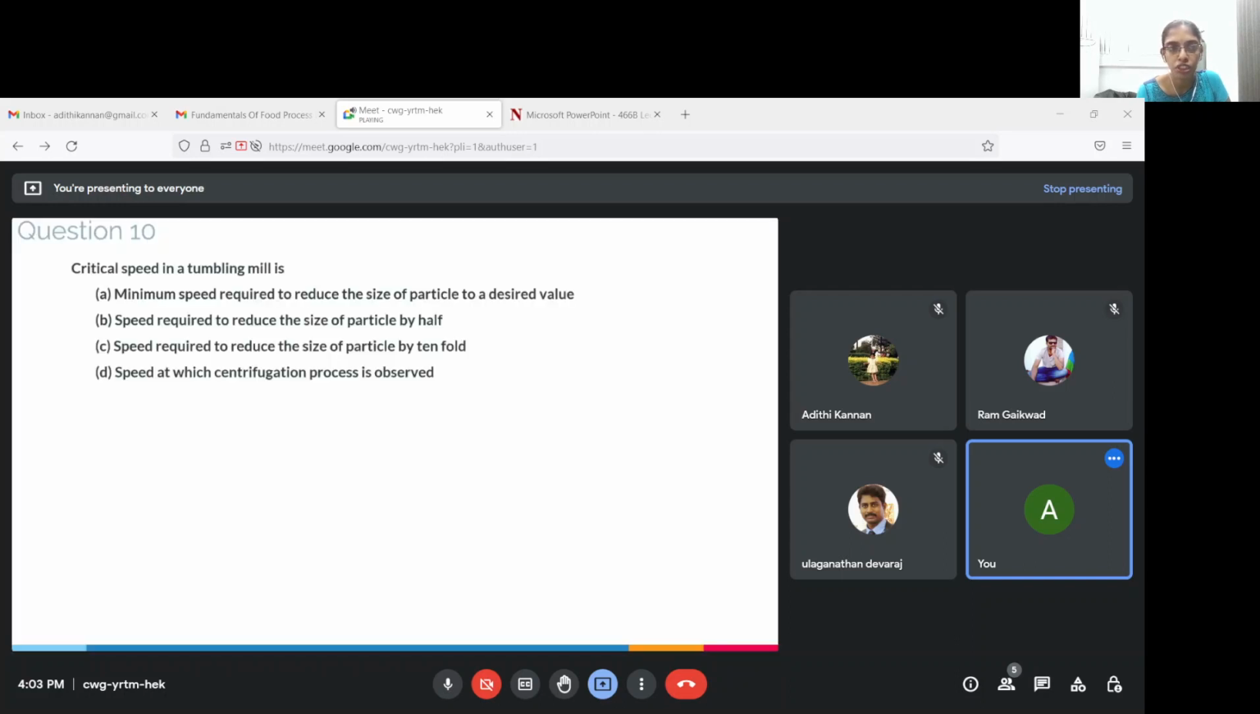Moving on to the last question. The critical speed in a tumbling mill is A. The minimum speed required to reduce the size of the particle to a desired value. B. The speed required to reduce the size of a particle by half. C. The speed required to reduce the size of a particle by tenfold. And D. The speed at which the centrifugation process is observed. So any clue what the answer is and what a tumbling mill is?